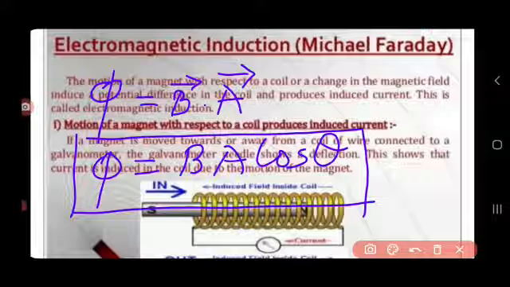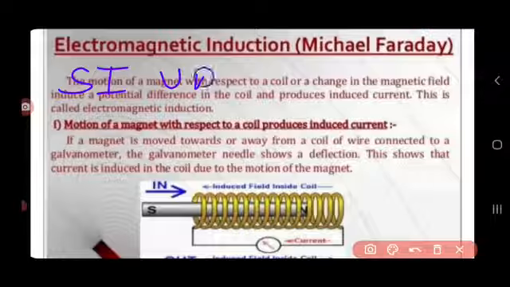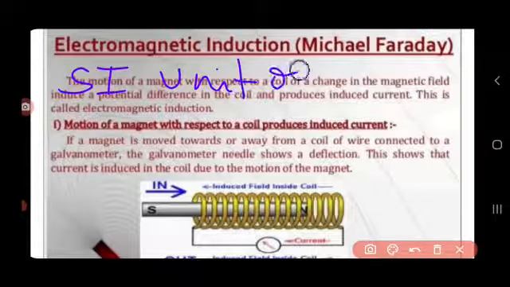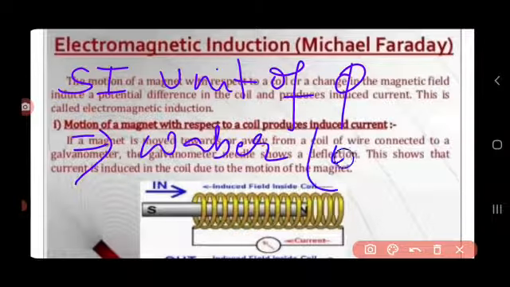I repeat, magnetic flux is the number of magnetic lines of force passing through an area. It is denoted by phi, and its expression is phi is equal to BA cos theta, where B is the magnetic field intensity, A is the area. SI unit of flux is Weber.